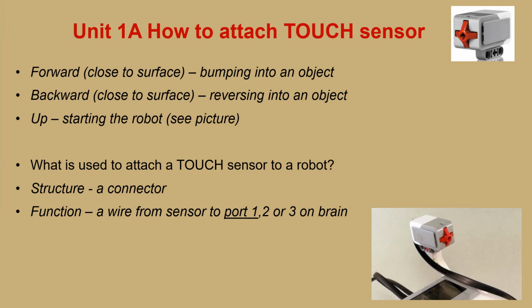If you put the touch sensor mounted upwards, you can use it to start the robot as seen on the picture. So how is it attached to the robot? If you have a structure, it'll be connected using connectors, whereas for the function, so the data input can actually be processed, you will need a wire, and that goes into input port 1, 2, or 3 of the robot brain.